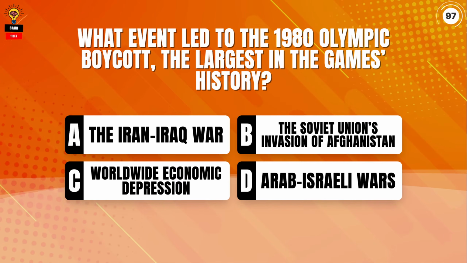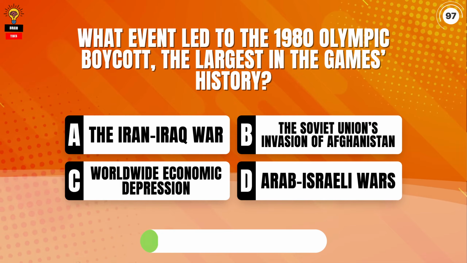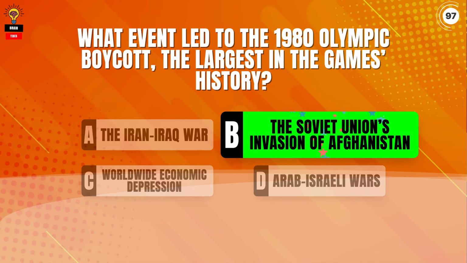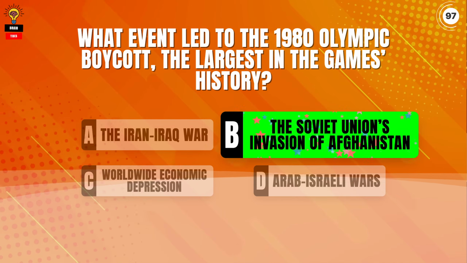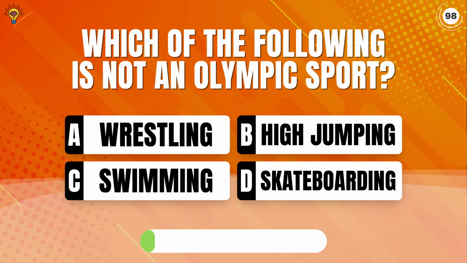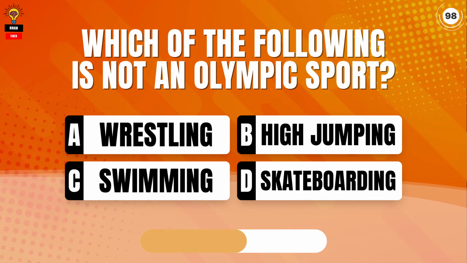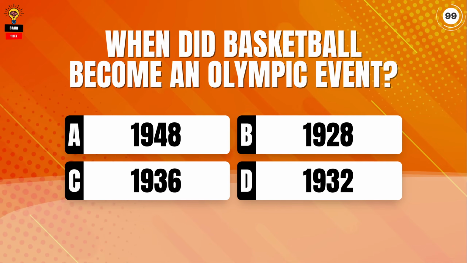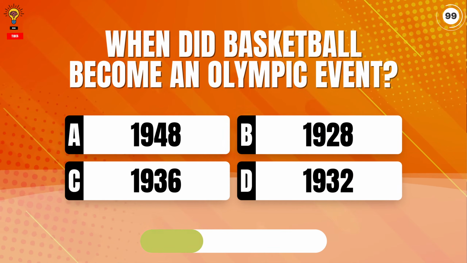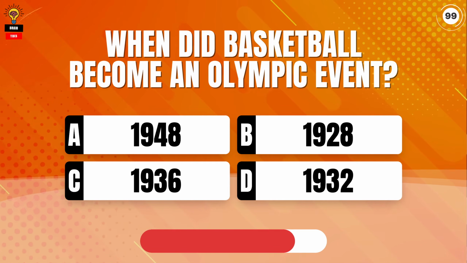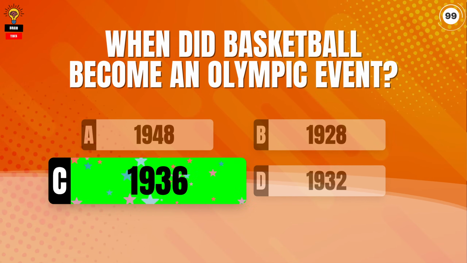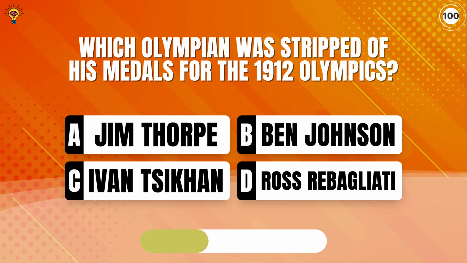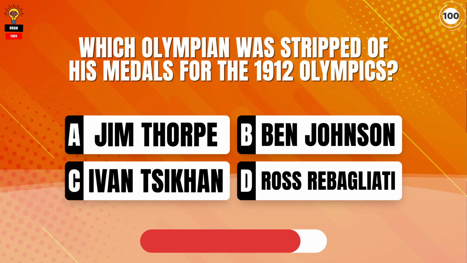What event led to the 1980 Olympic boycott, the largest in the Games' history? The Soviet Union's invasion of Afghanistan. Which of the following is not an Olympic sport? Skateboarding. When did basketball become an Olympic event? 1936. Which Olympian was stripped of his medals for the 1912 Olympics? Jim Thorpe.